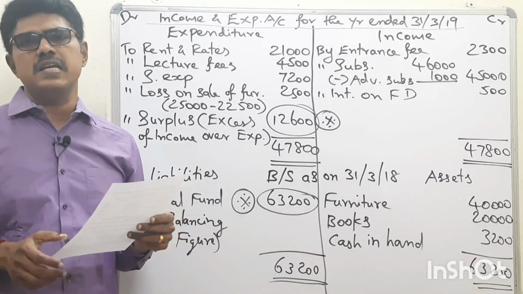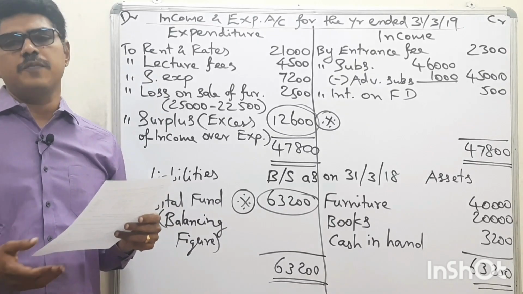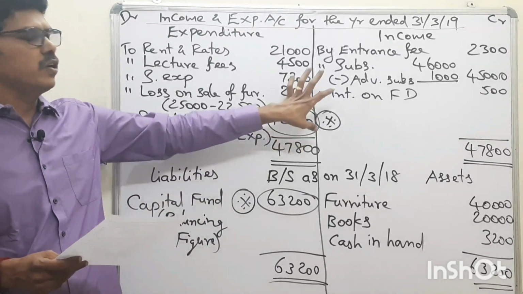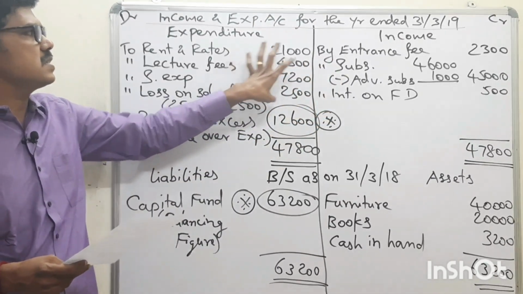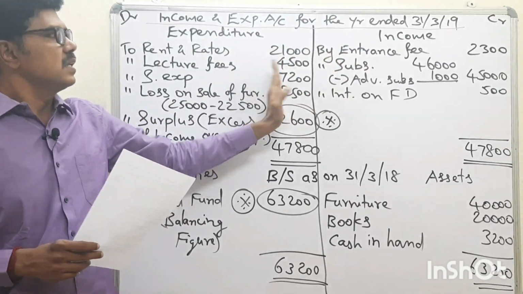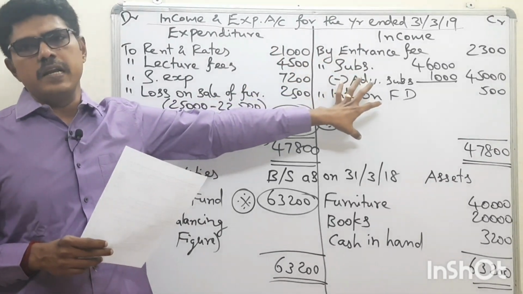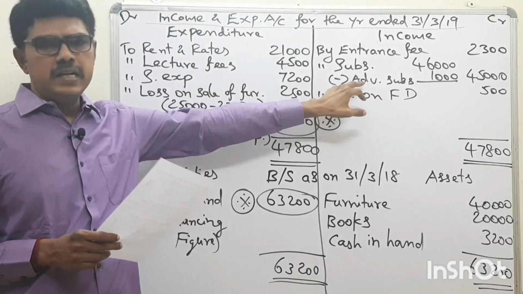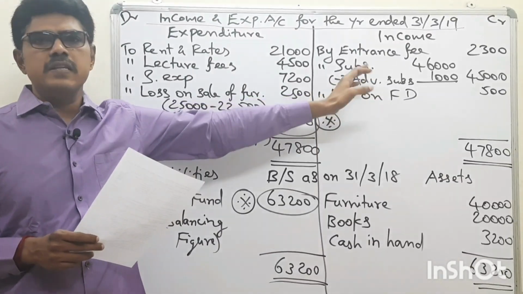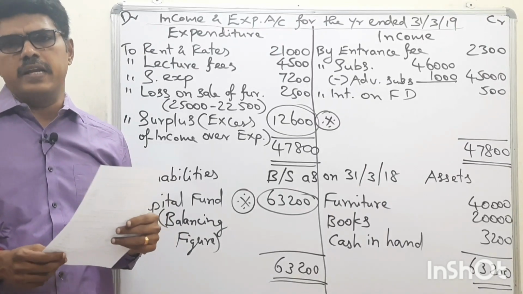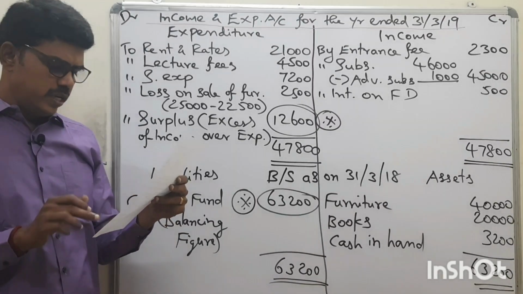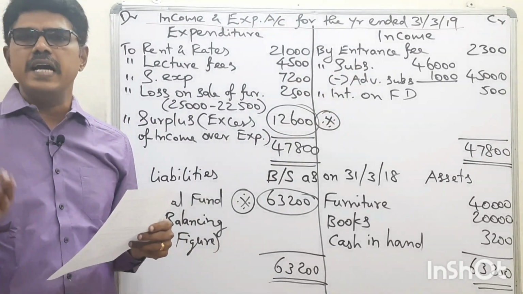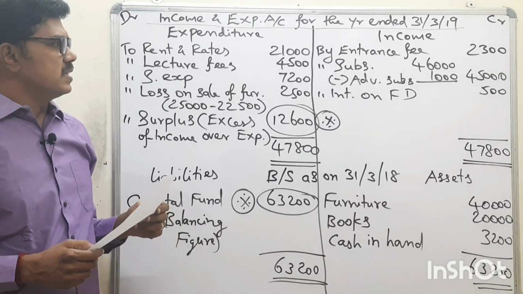In the additional information they have given subscription received in advance during the current year. During the current financial year, the club has received advance subscription. Advance means the amount is for the future period. We are going to record only the current year expenses and current year income. We are going to match the current year expenses with the current year income and find out whether there is any surplus or deficit. In order to arrive at the current year income, we have to subtract the advance subscription which is for the future or subsequent period. They have given 1,000 rupees. If you subtract 1,000 rupees from 46,000, you will get 45,000. This is the actual income of the current financial year.